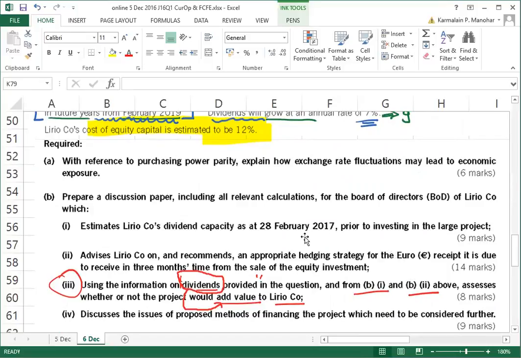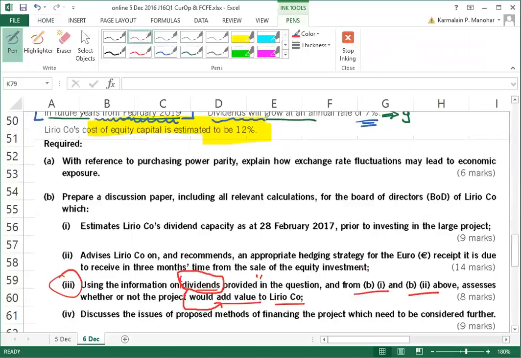The dividend capacity prior to investing in a large project, as well as the receipt that it is due to receive in 3 months' time from the sale of the equity investment. So this is the B1 and the B2, which we're being guided to use now. How is B1 and B2 going to help us find out our dividend?